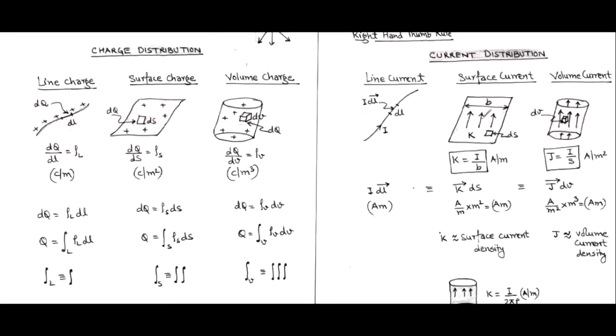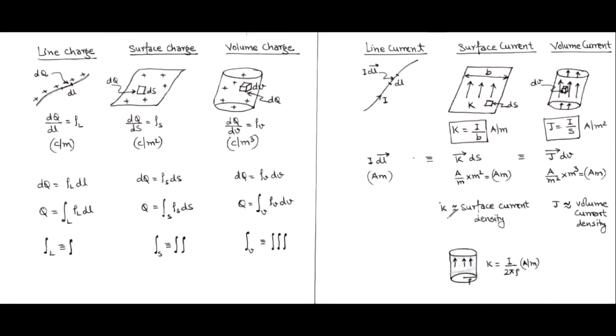Second is surface current element. In this we consider a surface. On this surface a uniform current is flowing. In this case we consider a surface current density that is denoted by K, and its value is current upon perpendicular distance b. Here b is the perpendicular distance and the unit of K is ampere per meter. So in this case the surface current element is denoted by K vector into ds, and its unit is also ampere meter because the surface current density is ampere per meter and the differential surface is meter square, so its unit is ampere meter.